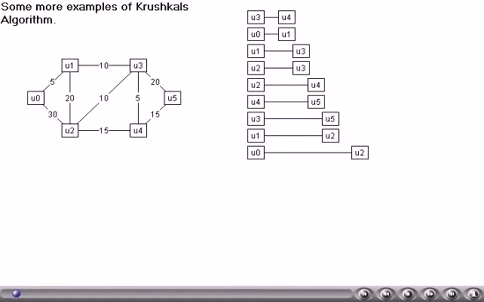In the following slides, we will simulate how the Kruskal algorithm works on some other types of graphs. Just for the sake of the students, we are including many examples which demonstrate the application of Kruskal's algorithm.